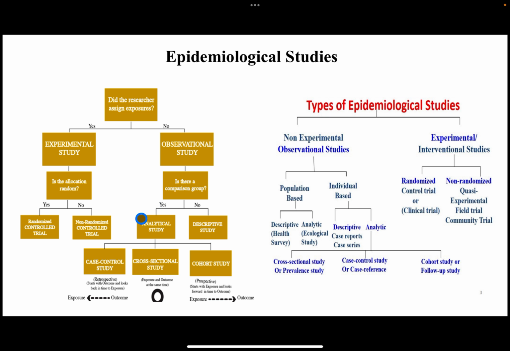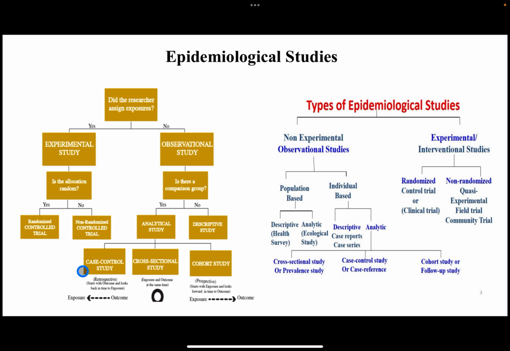Now the analytical study can further be divided into three. Are you going to compare two groups? Now, the comparison that you are going to do, the people you are going to compare, are you going to study them backward to make comparison? Or are you going to study them at a specific point in time, say a few months, to make a comparison? Or are you going to study them ahead of time to make a comparison?